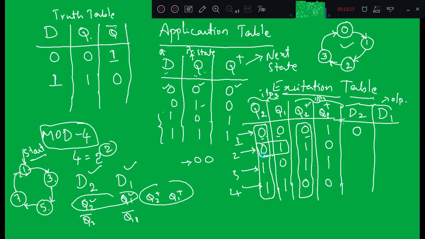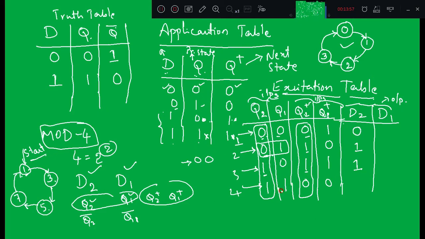Next, Q2 is 0, Q2 plus is 1. That means when Q is 0, Q plus is 1, the D value is equal to 1. That means D2 is equal to 1. Next, Q2 is 1, Q2 plus is 1, where Q is 1 and Q plus is also 1. What is the value of D? It is 1, right?